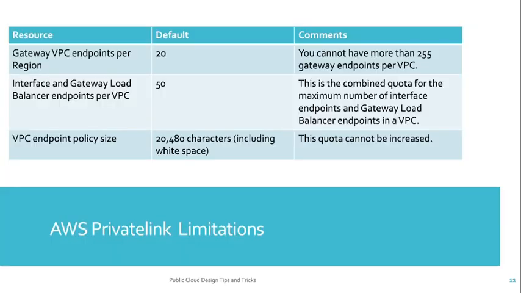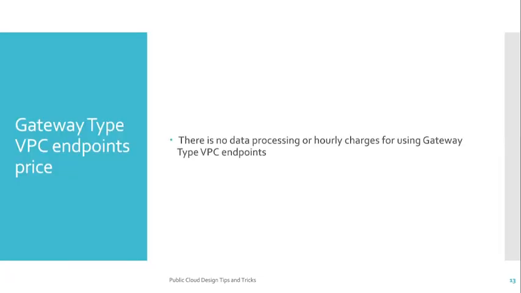Now let's focus on the limitations. With PrivateLink, when we are talking about the limitations, you cannot have more than 255 gateway endpoints per VPC. So inside your VPC, you can have a maximum of 255 gateway endpoints. And the second, for interface and gateway load balancer endpoints per VPC, you can have a maximum of 50. This is the combined quota for the maximum number of interface endpoints and gateway load balancer endpoints in the VPC. And the VPC endpoint policy size is a maximum of 20,480 characters. It cannot be more than that.